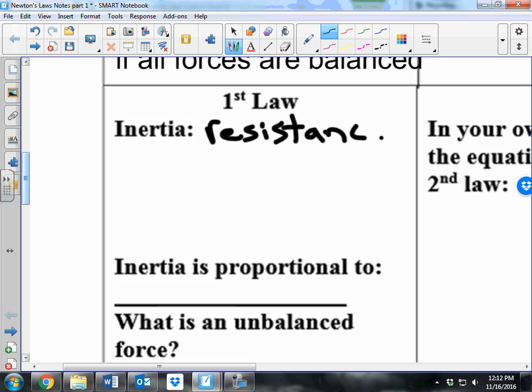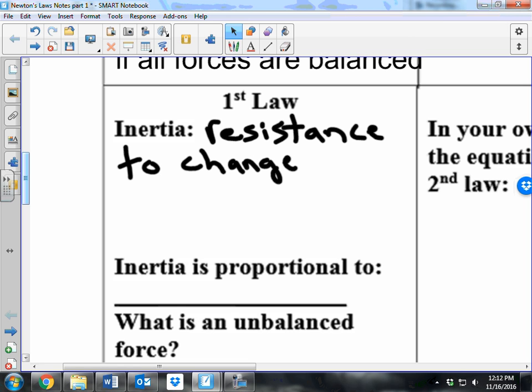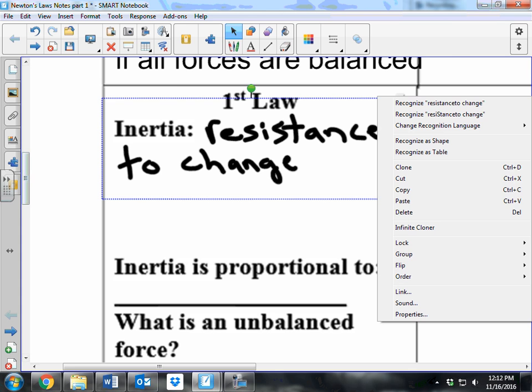It's like old people, they don't like change. So, it is resistance to change. Okay, that's not entirely true. There are old people who like change, but it's just a stereotype that I'm using.